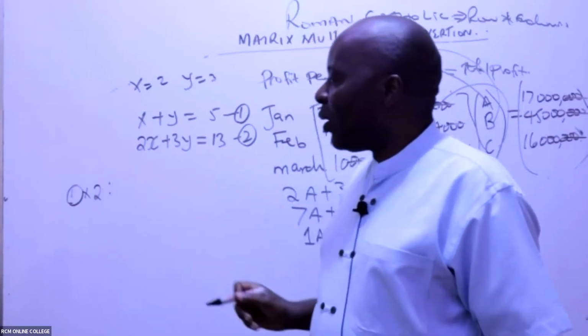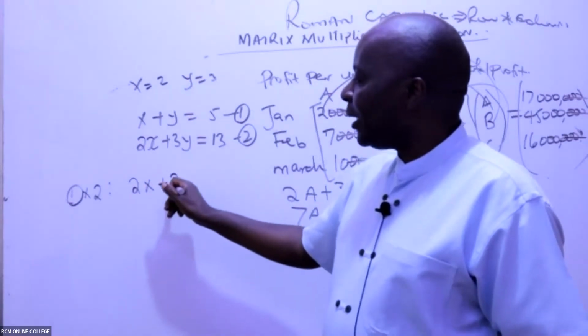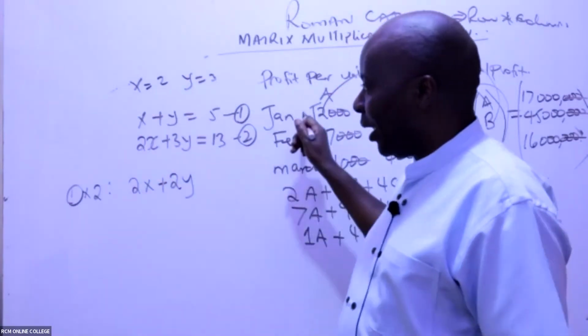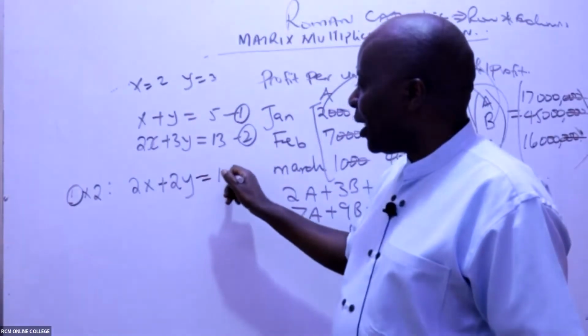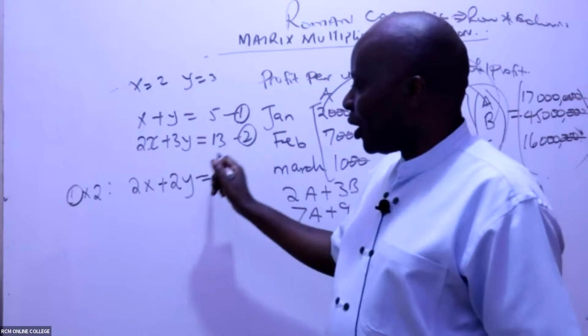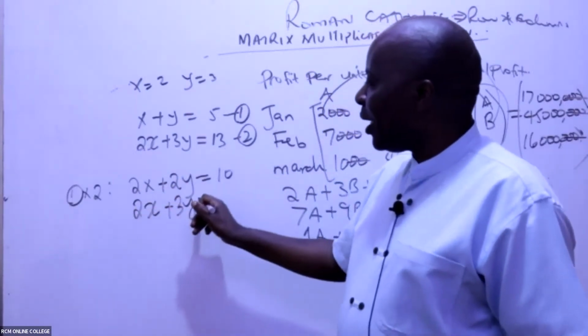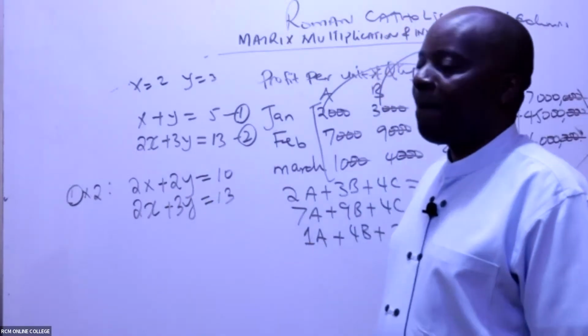How do we go about this? So that we will have 2x plus 2y, everything to be multiplied by 2. So 5 times 2 is 10. And then, of course, we write equation number 2 the same way it is: 2x plus 3y equals 13.